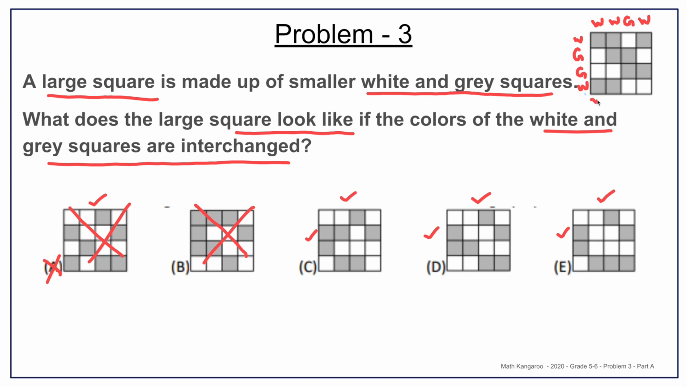Now let us see. We have white, white, gray, and gray. So we need two whites. That is not working. We eliminate it. Two whites and two grays. It works. And option E does not work. So our answer is option D.